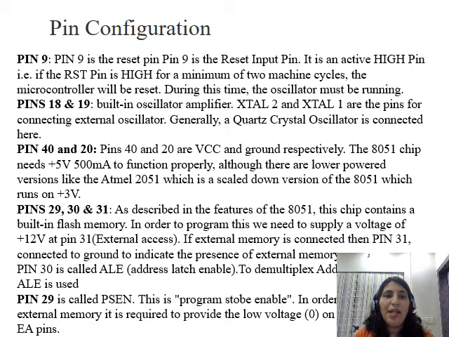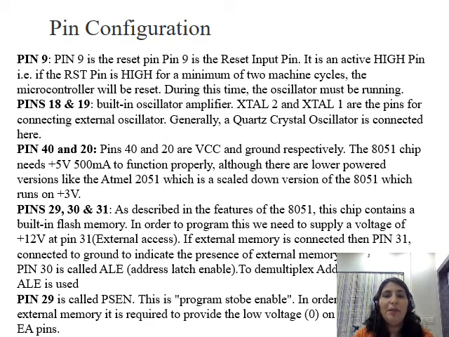Pin number 40 and pin number 20, they are VCC and ground respectively. The 8051 needs plus 5 volt and 500 milliampere current to function properly. Pin number 29, pin number 30 and pin number 31. Pin number 29 is called PSEN, that is program strobe enable. Then pin number 30 is address latch enable and pin number 31 is the external access. Okay. So we'll talk about pin number 31.